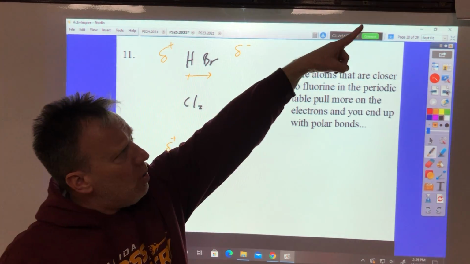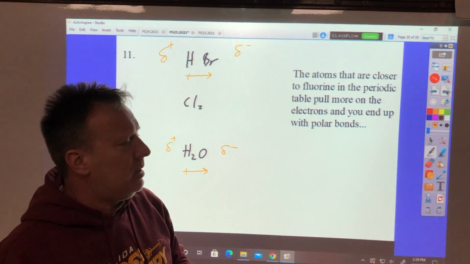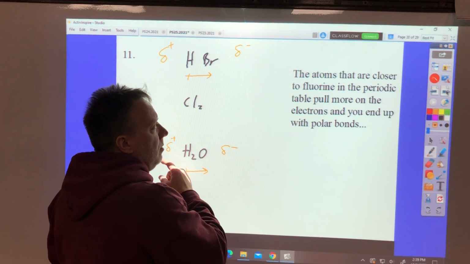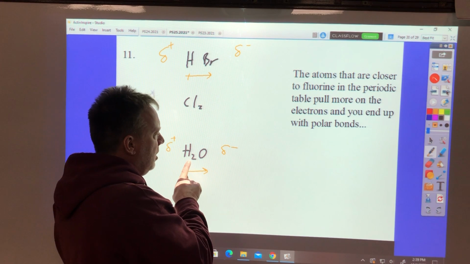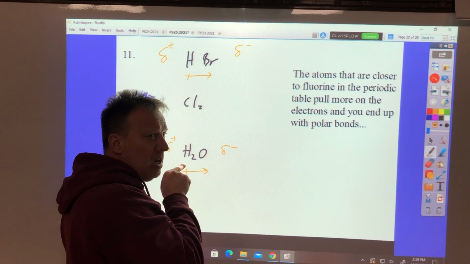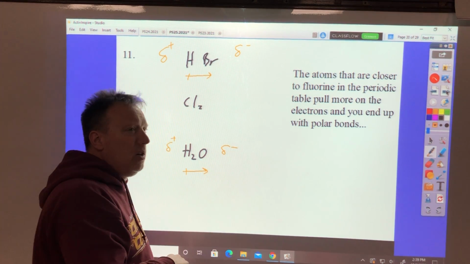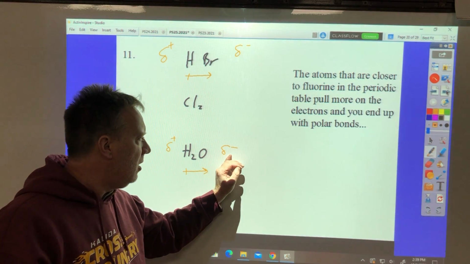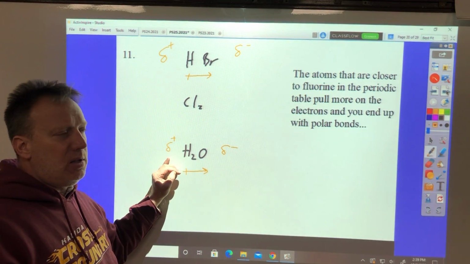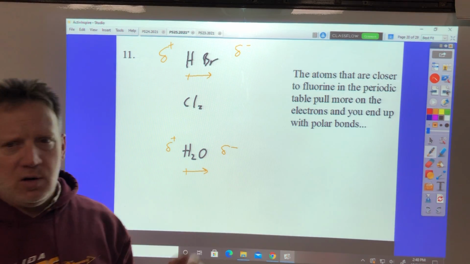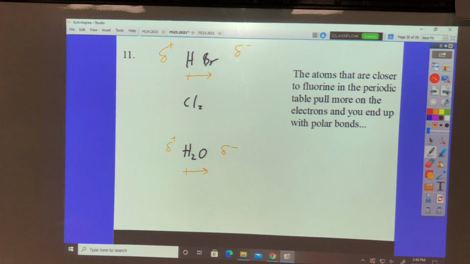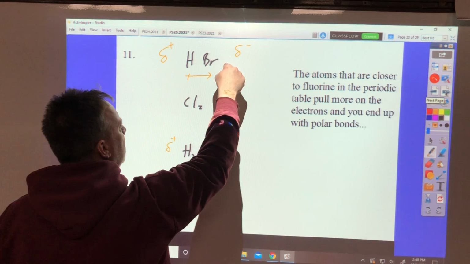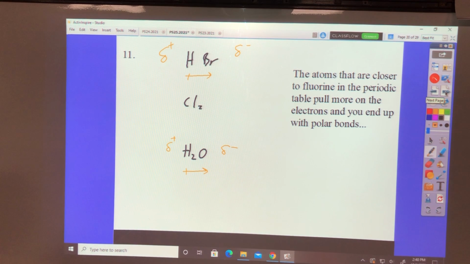With water, water's up there close to fluorine. It's right next to it. Hydrogen's over here. The electrons are going to hang out down by the oxygen and make the oxygen side of the water molecule partly negative, and this side partly positive. It's going to give it two oppositely charged ends, and it's going to be polar. Water is very polar. So polar, non-polar, non-polar. Get your sound on, you got that down.